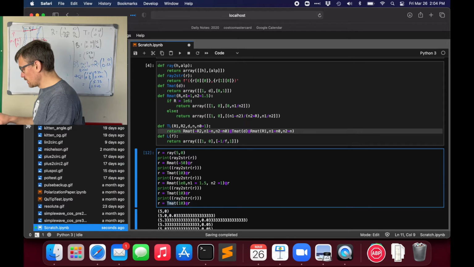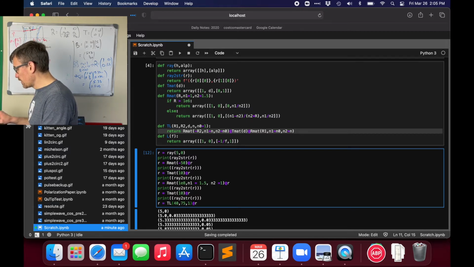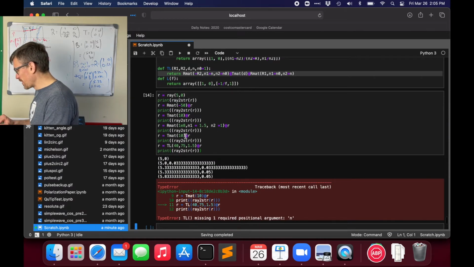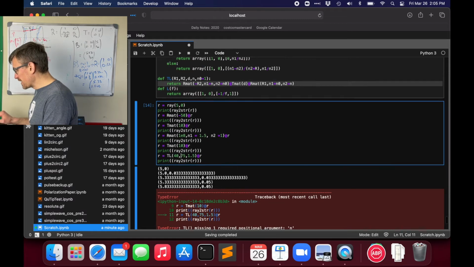So we'll go TL. R1 was 40. R2 was 75. And N1, what we're coming from, is 1. N is just, we have to give it that, 1.5. And we're going from air. I think that's everything we need for that. And now we're missing N. Okay, what did I do wrong? So I have R1, R2, D. I didn't tell it the distance, which is 10. All right, there we go.